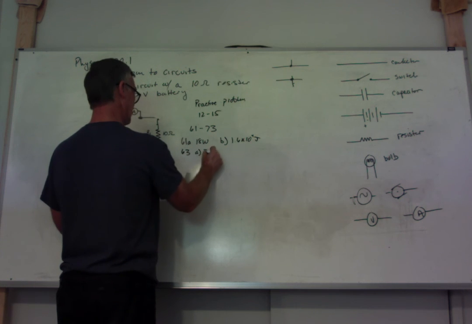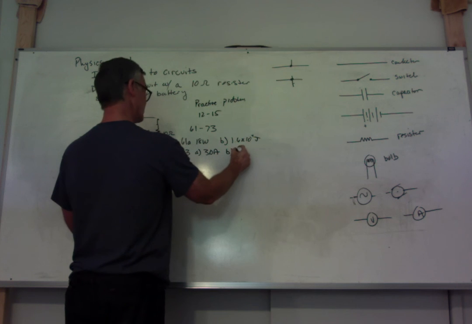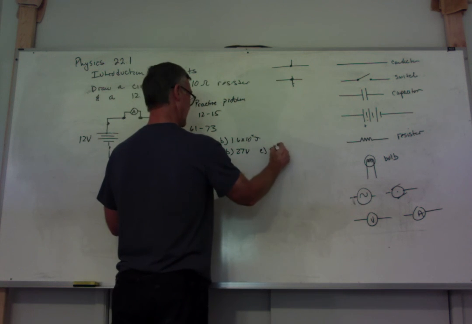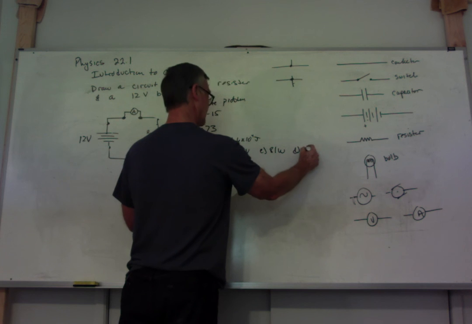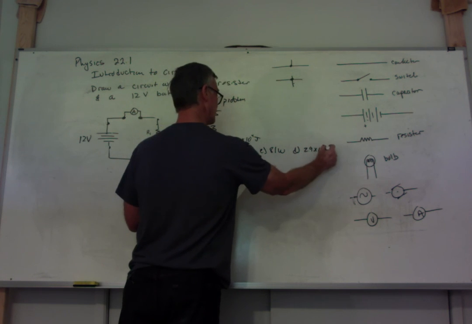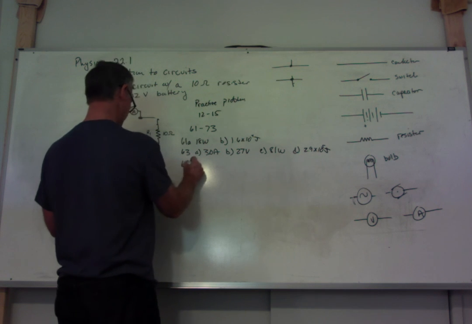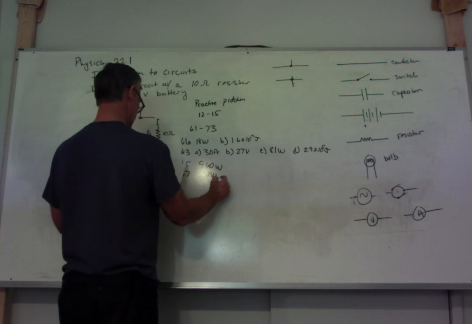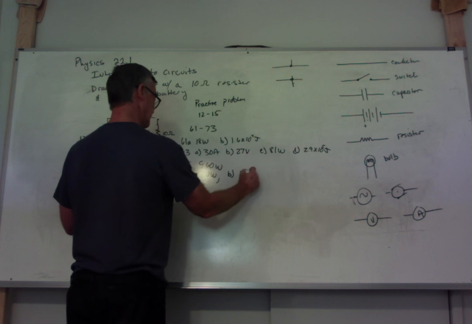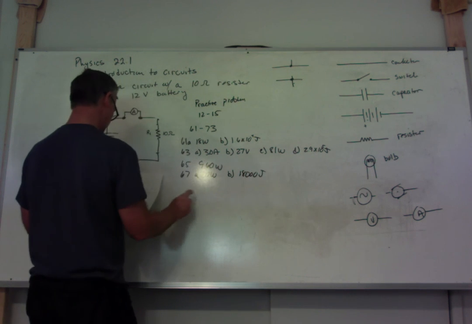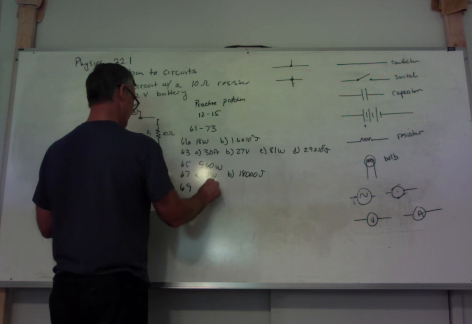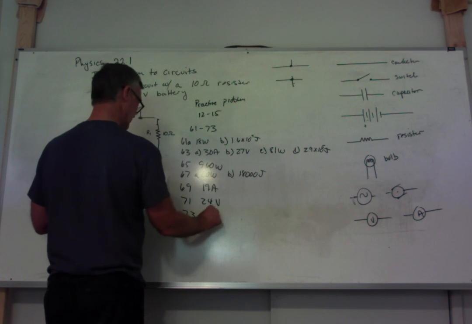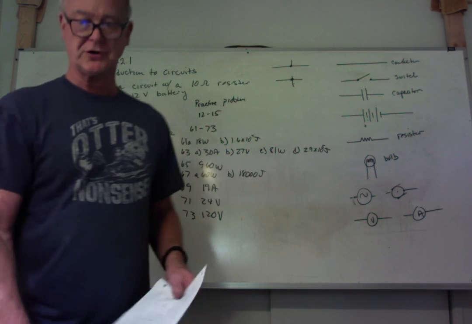63A is 3 amps. B is 20, I think it's 27 volts, could be 22, can't read my writing, 81 watts, and D is 2.9 times 10 to the 5 joules. 65 is 960 watts. 67 is 60 watts for A, and B is 18,000 joules. 69 is 19 amps. 71 is 24 volts, and 73 is 120 volts. So go ahead and try those problems.